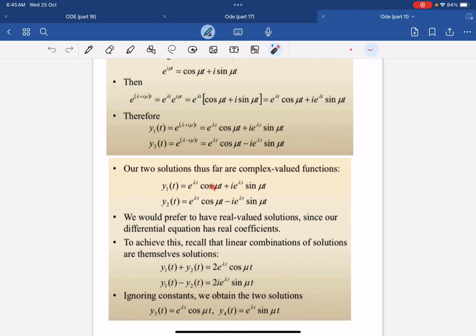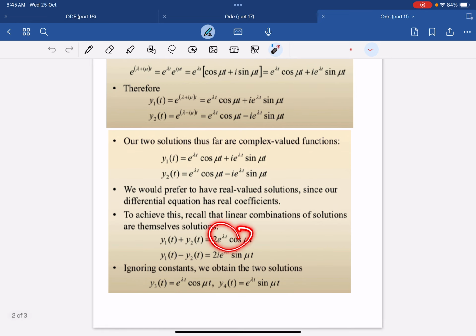So what we do is we just take one plus the other and one minus the other. This will lead us to this and this. And if we ignore the constants, i is just also a constant, so we cancel it out. We arrive at this expression and this expression only. And this will be our new set of solutions.